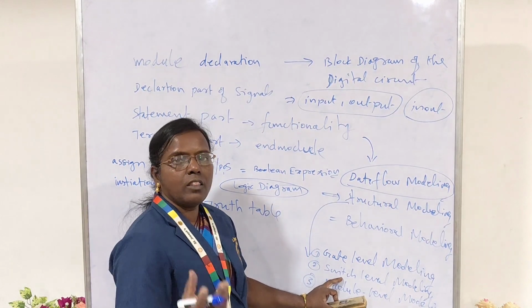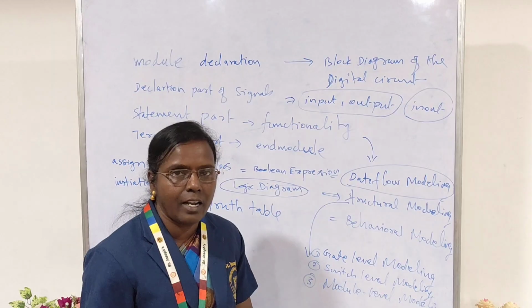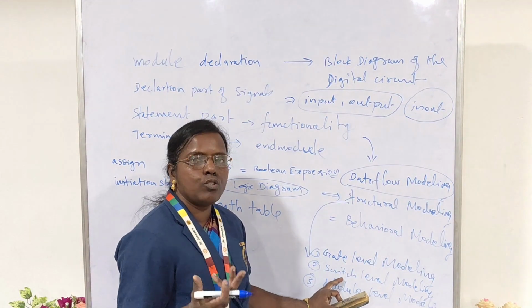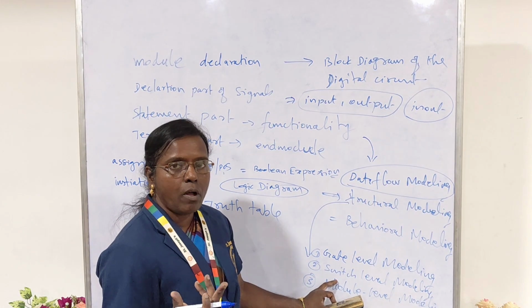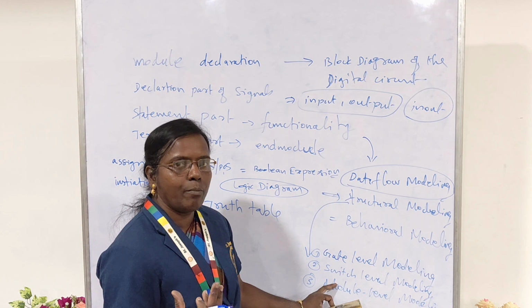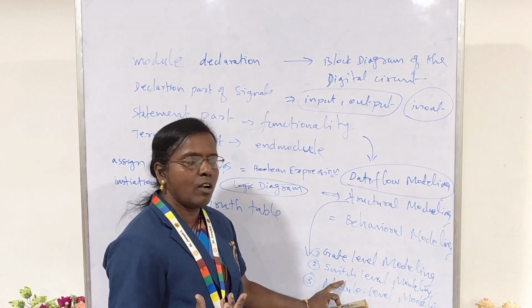Switch level means the functionality of the digital circuit can be described at transistor level. The lowest abstraction level is the switch level. So we can use NMOS, PMOS transistors, and CMOS transistor symbols. For that the inbuilt functions are available. We can make use of those inbuilt functions and describe the switch level modeling.